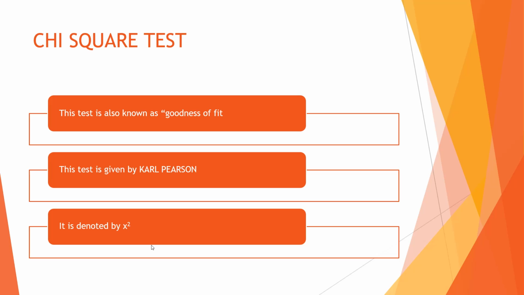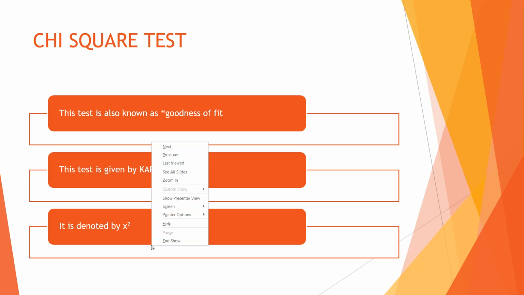Now in Chi-square test. What is Chi-square test? This is the test which is also known as goodness of fit. This test is given by Karl Pearson. You should know who has given this test, called Pearson, and it is denoted by x square.